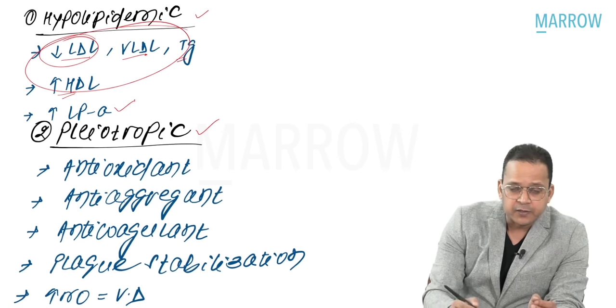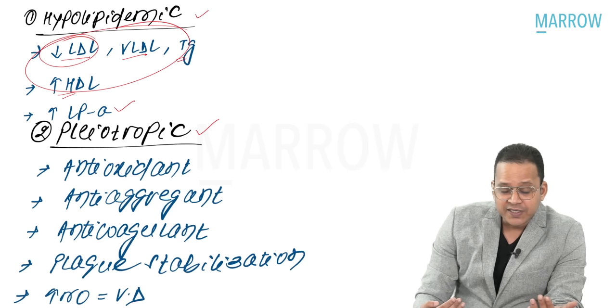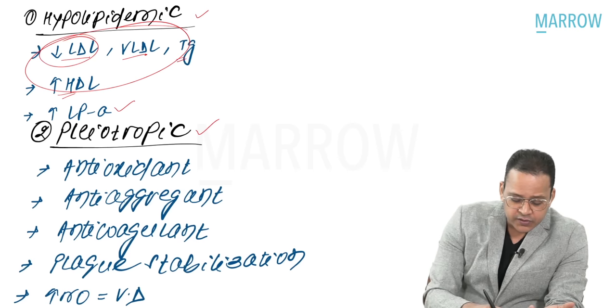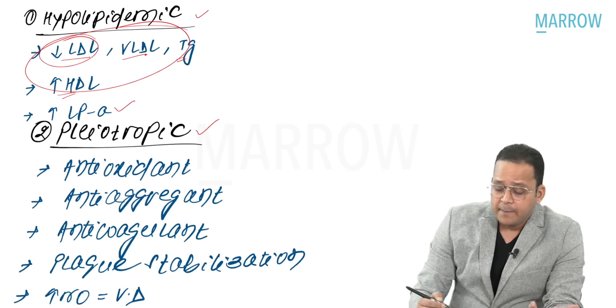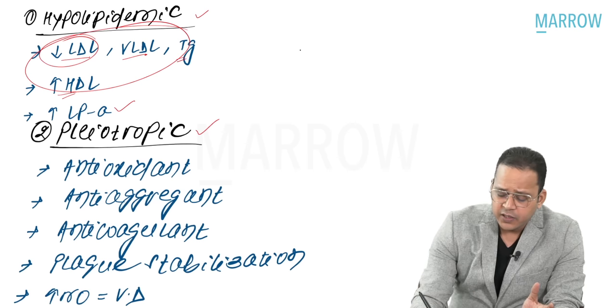But there is one effect that is not a hypolipidemic effect. Rather, it is a bad effect because it increases what? Lipoprotein A. Now, why does it increase lipoprotein A? That is something which is controversial because lipoprotein A is not good. It is bad. But why is it increasing? So, you know, the structure of LDL and lipoprotein A are quite similar.